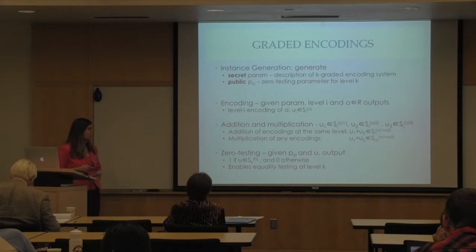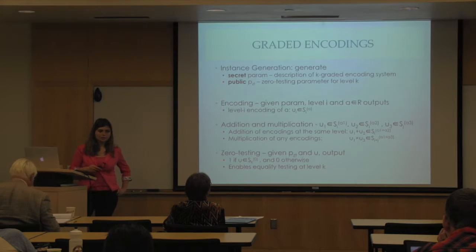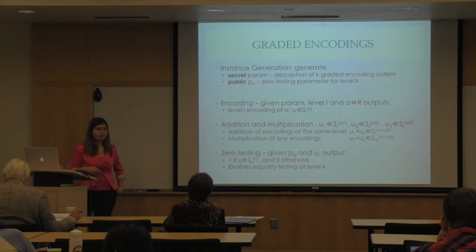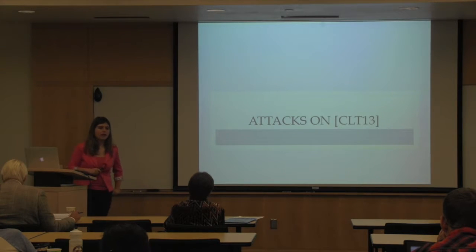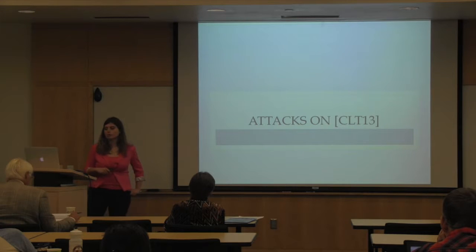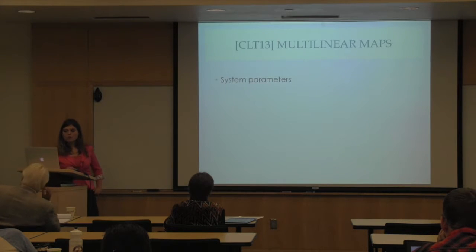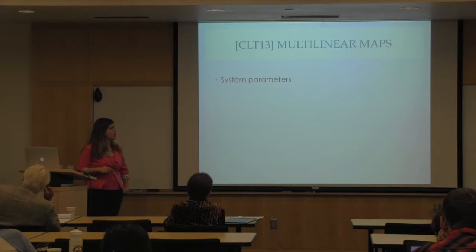Okay, so now we have the definition of what a weighted encoding system will be, and now we are ready to move to the next part, which will be basically the attacks on the multilinear map construction that was proposed by CLT13. So, what is the construction of CLT13?